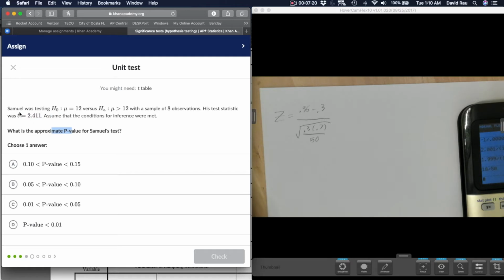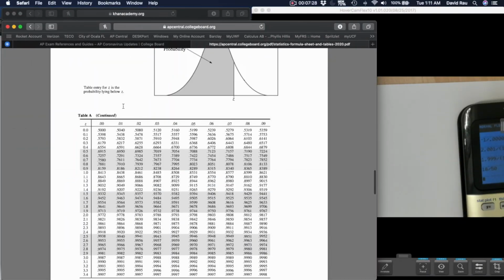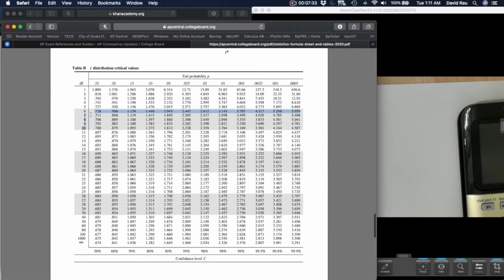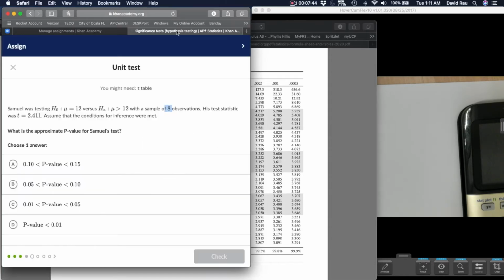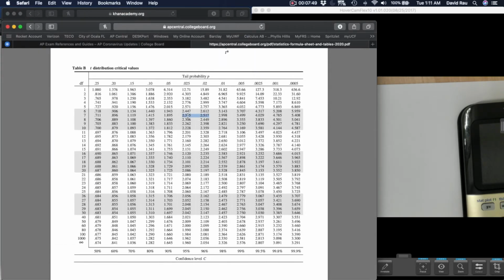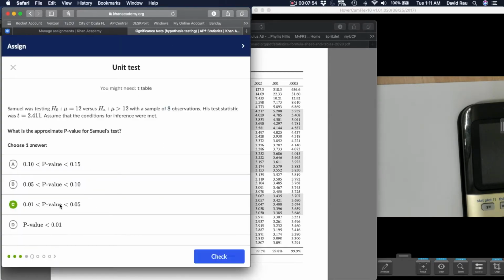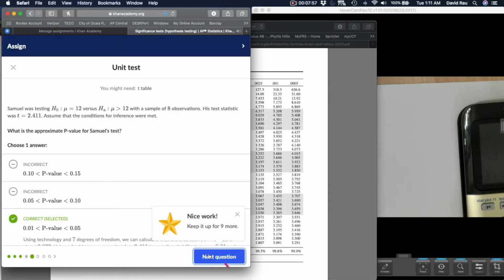So we got a test statistic. What is the p-value for t of 2.411 with 8 observations? Let's see here. T-value. If your sample size is 8, you're looking at degrees of freedom 7. The question is, where does 2.411 fall in between? It falls in between these two. So we know that the p-value is in between 0.025 and 0.02, which is the same as saying this, just a broader range, but still true.